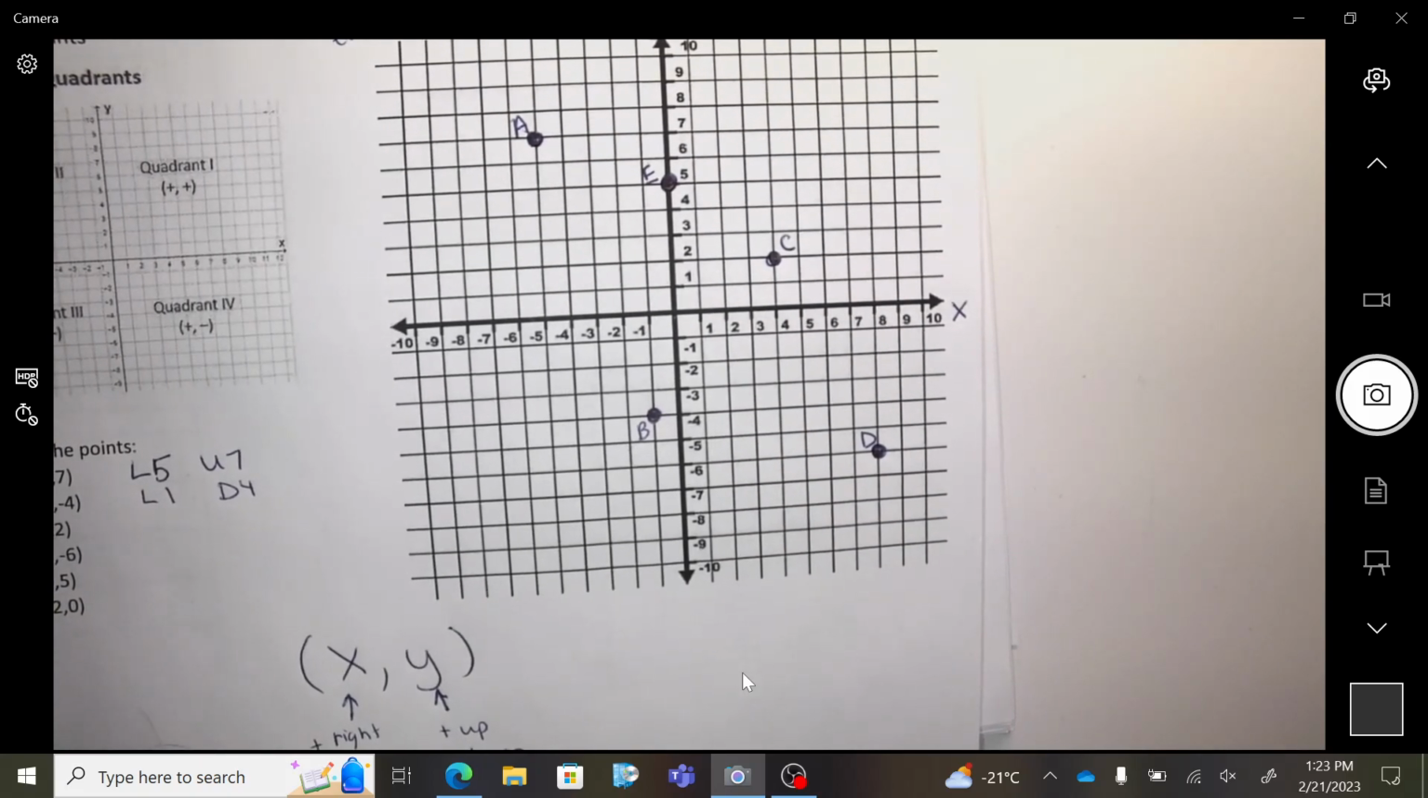And F. So then finish F. What do you know about F? It is going to be on an axis because there's a 0 involved.